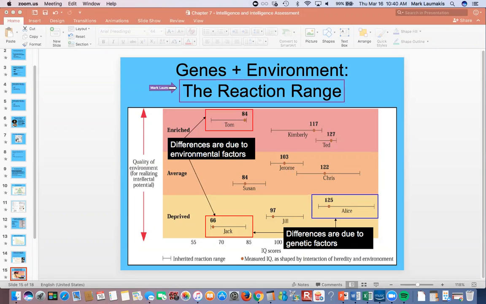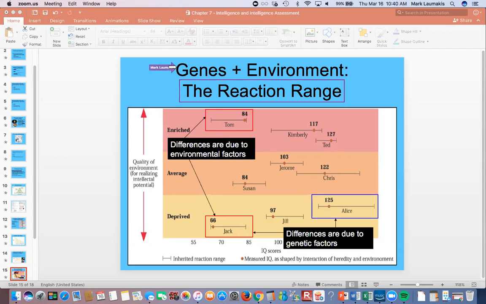Everybody's got about a 20 to 30 point range of IQ scores. Look at it with Tom and Jack and Susan and Jerome and Kimberly, right? About 20 to 30 points of a range that is anchored by a genetic gift, in quotation marks, that you get from your parents, right? So Tom's parents gave him a genetic gift that made his score probably fall somewhere between about 65 and 85. Alice got a genetic gift where the range is maybe 120 to 145. So genes are the anchor.